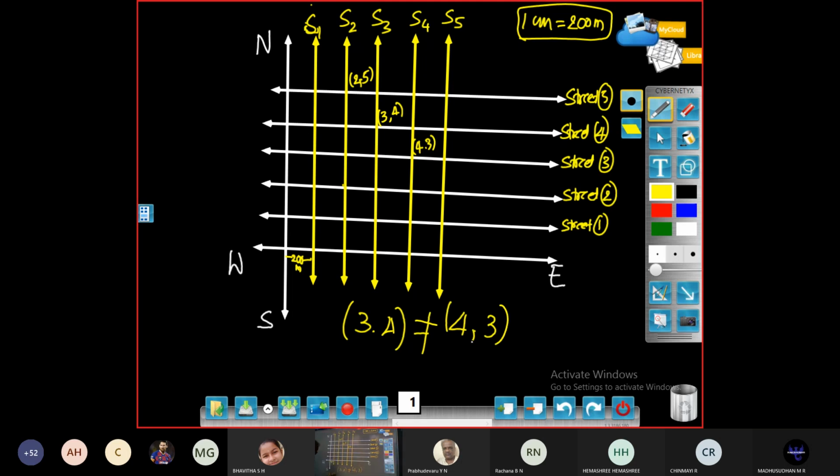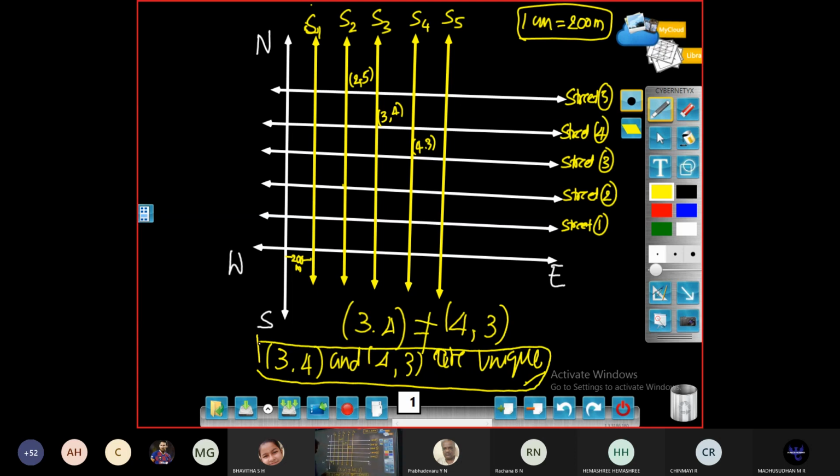So 3, 4 and 4, 3 are unique. They are not the same. 3, 4 and 4, 3, they are not one and the same. Both give different crossroads. Is it clear? Yes, sir. Have you noted this? Yes, sir.